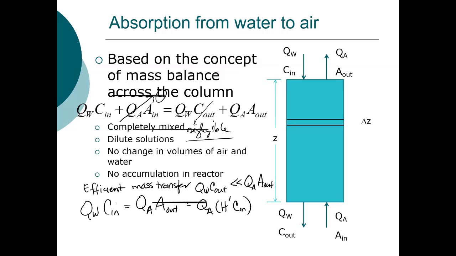And then this uses what's referred to as a stripping factor, which is R, which is Henry's constant. So it'll be a dimensionless Henry's constant times the airflow rate divided by the water flow rate. So it's a different approach. You cannot use this approach for absorption from air to water.